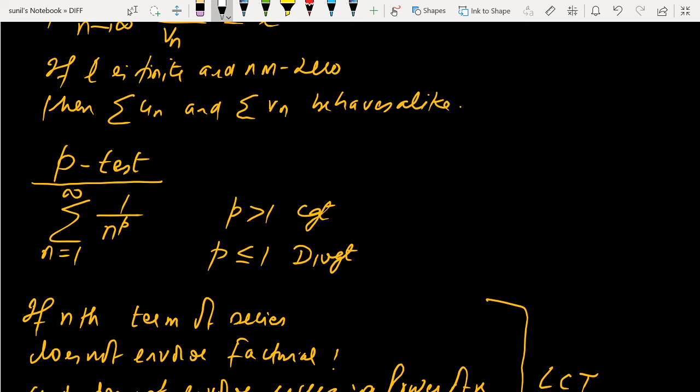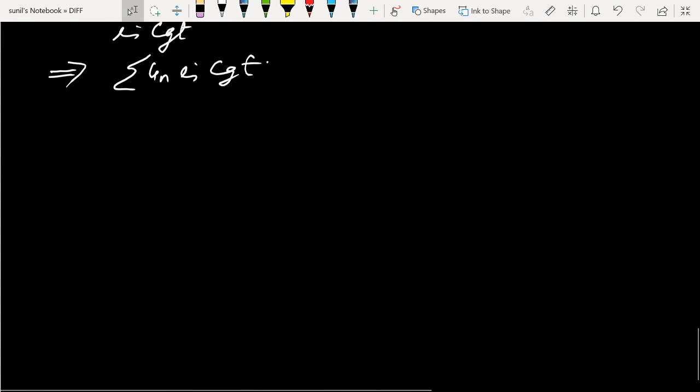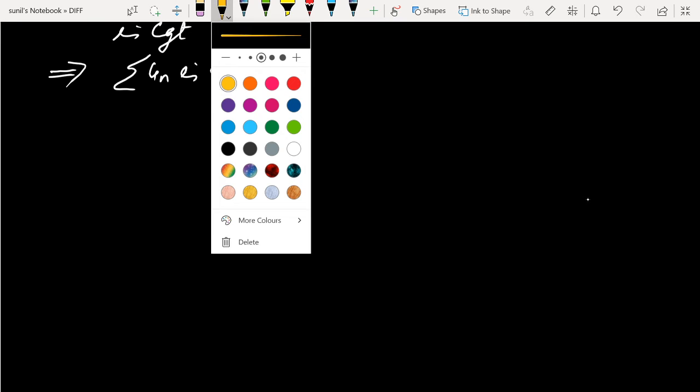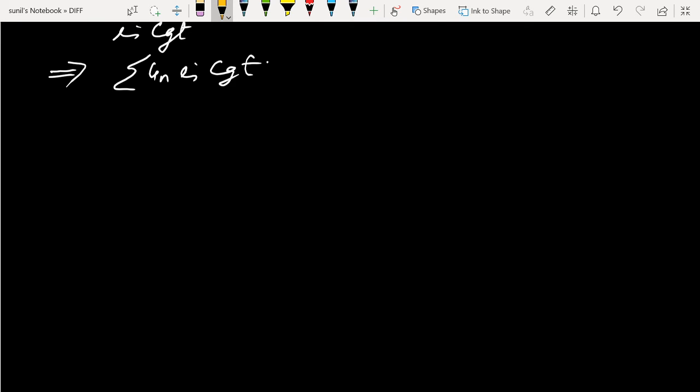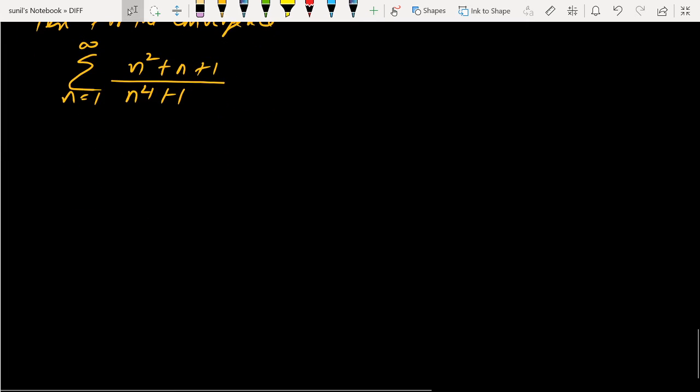Now see, suppose we have a problem something like that. One more problem I'm solving for you. The question is, test for the convergence of summation (n square plus n plus 1) upon (n raised to power 4 plus 1). Here the nth term is already given. So my Un is this.